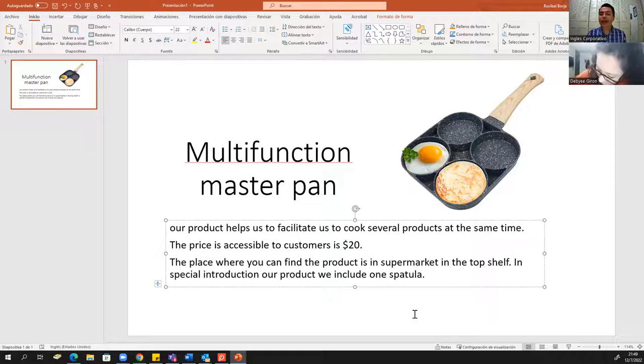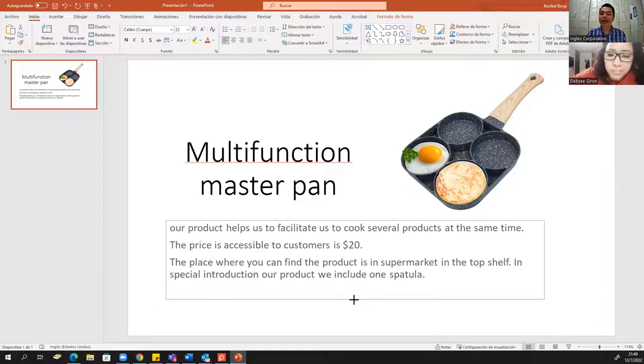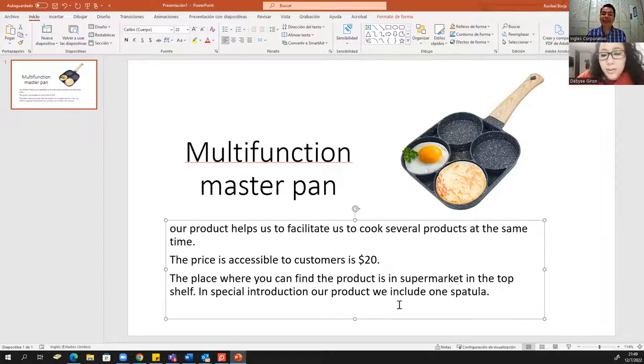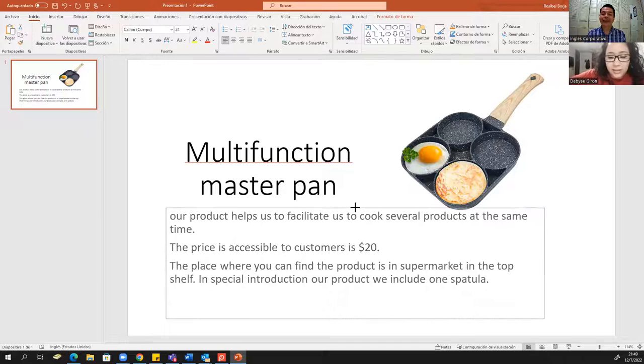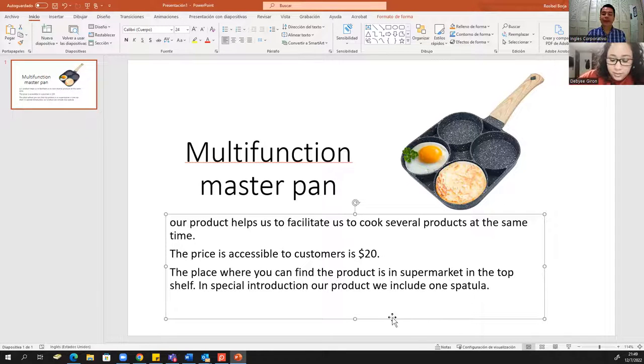Por aquí tengo a ver sin asignar. Se los voy a mandar para que les ayudes. Ah, bueno, perfecto. Okay. How will you advertise the product? Eso es como promover el producto. Promotion.